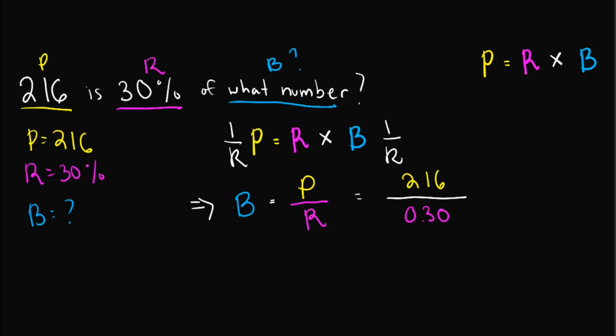Or this one is simply in decimal form, 0.30 or 0.3. Then again, when we divide with decimals, what we do is we move the decimal point to the right to make these two whole numbers. So since we move a decimal point below, we also do that above. And so this would become 2160 all over 3. And the outcome for this one is simply 720.